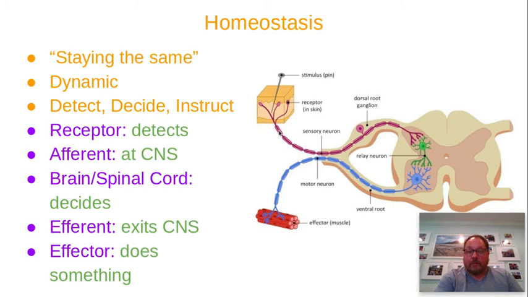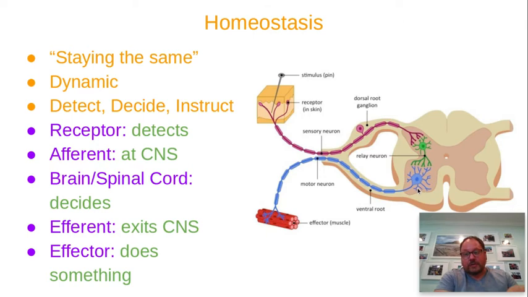So the afferent path, I think afferent goes at your central nervous system, which is basically your brain and spinal cord. So the receptor detects what's going on. An electrical signal carries that information to your central nervous system. And then your central nervous system, your brain and your spinal cord, those are the deciders. They send out electrical impulses or don't. And what that does is allow the body to respond in certain ways.